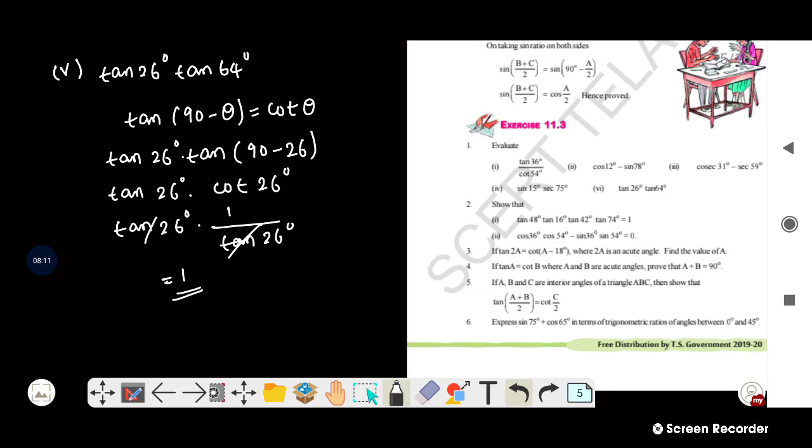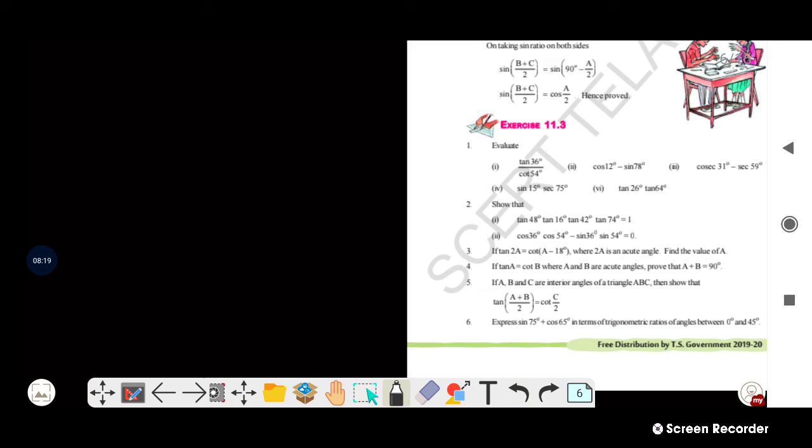Okay. So this is the first bit and 5 questions. Now we go for the next one. So second bit now, second question. In that second one, first one will be the evaluation. Show that tan 48 degrees, tan 16 degrees, tan 42 degrees, tan 74 degrees.